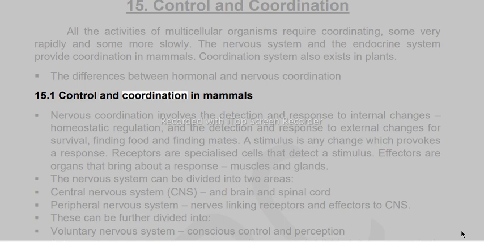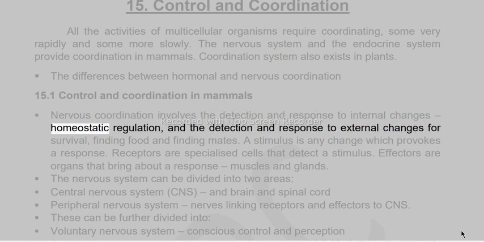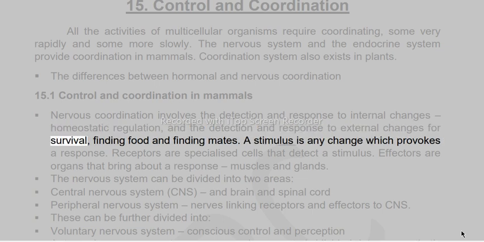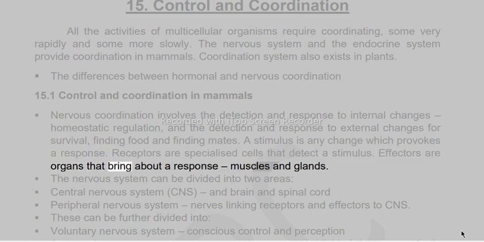15.1 Control and coordination in mammals. Nervous coordination involves the detection and response to internal changes, homeostatic regulation, and the detection and response to external changes for survival, finding food, and finding mates. A stimulus is any change which provokes a response. Receptors are specialized cells that detect a stimulus. Effectors are organs that bring about a response, muscles and glands.